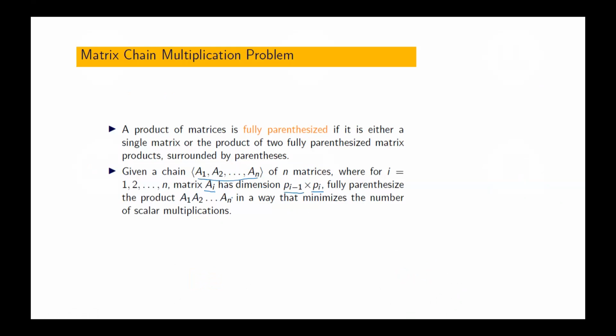What is it that we need to do? We need to find an optimal way of finding the product of this chain of n matrices, that is A1 to An, using the minimum number of scalar multiplications. So is it a minimization problem or a maximization problem? It is a minimization problem. Is that correct? Okay.